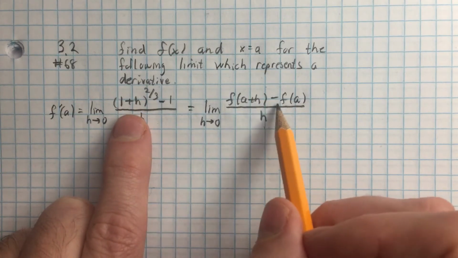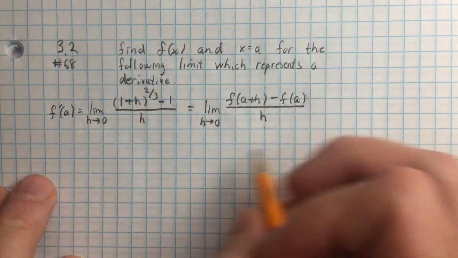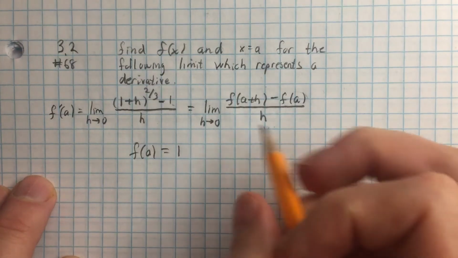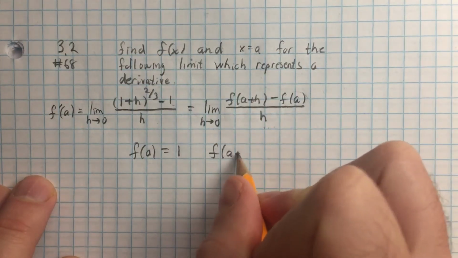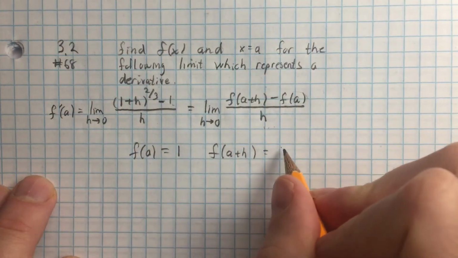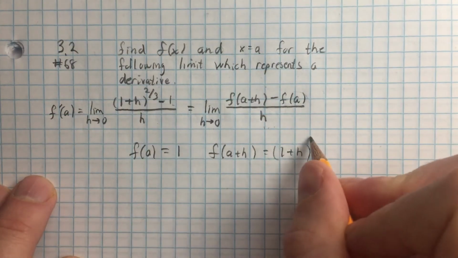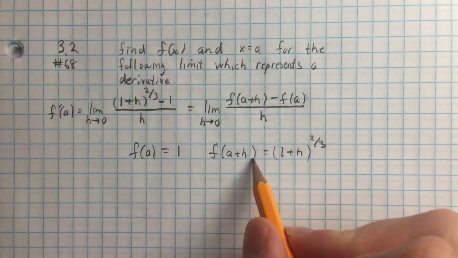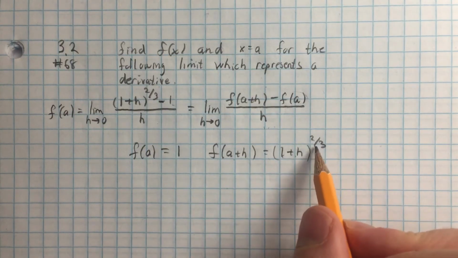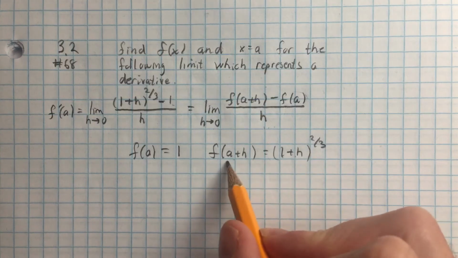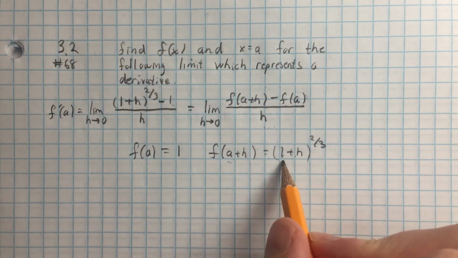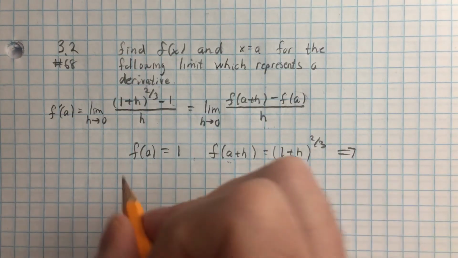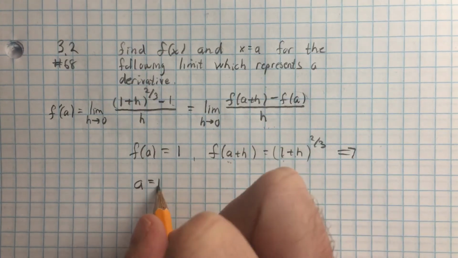So it looks like f of a is represented by the number 1, right? First of all. That looks pretty straightforward. F of a equals 1. And then it looks like f of a plus h is 1 plus h to the 2/3 power. If f of a plus h is 1 plus h to the 2/3 power, then it looks like a is being played by 1. So these two things together imply, a reasonable guess is that a equals 1 in this context.